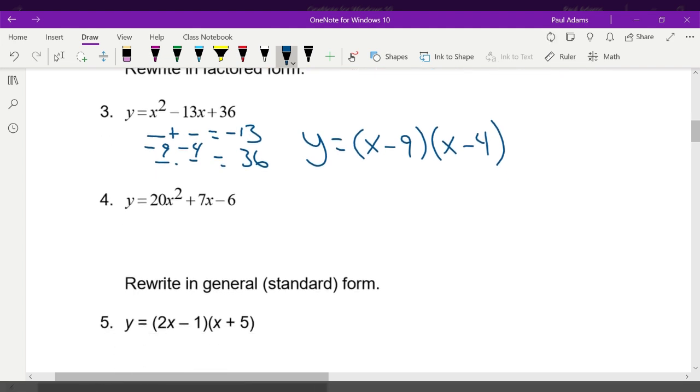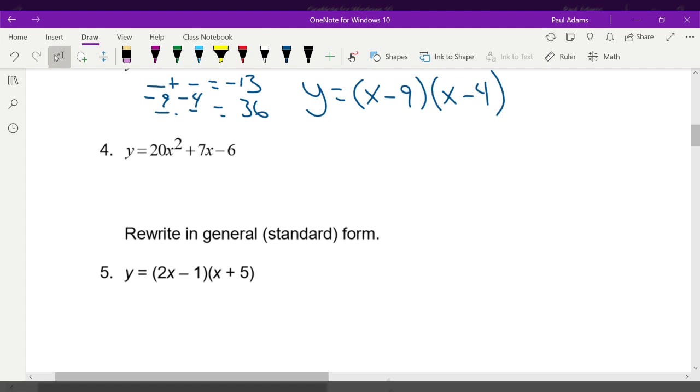Then for number 4, we have an a value that is greater than 1. Okay, it's 20. So now we're going to use Manzo AC. So it's what two numbers add to give us 7, multiply to give us 20 times -6, which is -120. I believe that this was 15 and -8. So you're going to take 15, -8. You're going to put them both over the a value of 20.